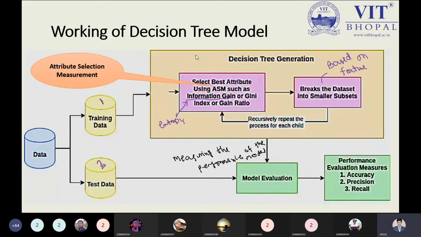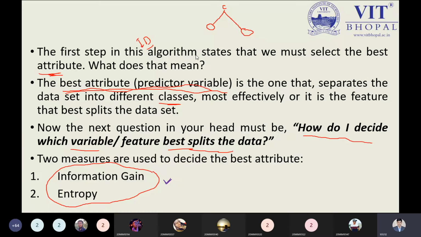So let us move to the next part. The first step in this algorithm is that we must select the best attribute. What does that mean? It is saying we have to choose a best attribute, or predictor variable, to split our data into different classes. In our example, what are the classes? Based on the color features, we have the giraffe class, the tiger class, the elephant class, and the monkey class. With the help of these classes we can identify our data.